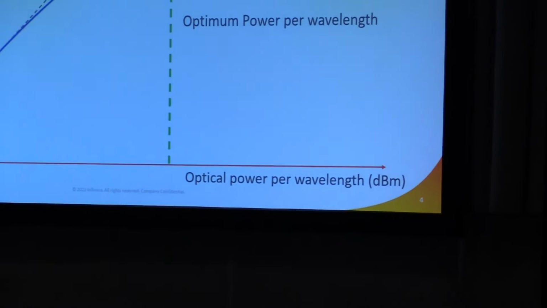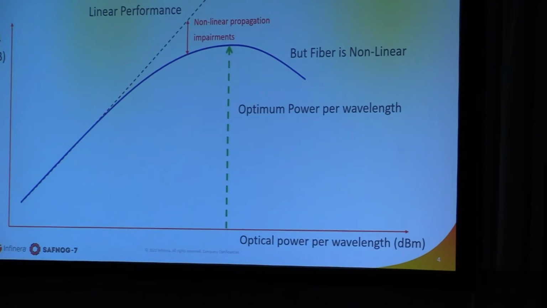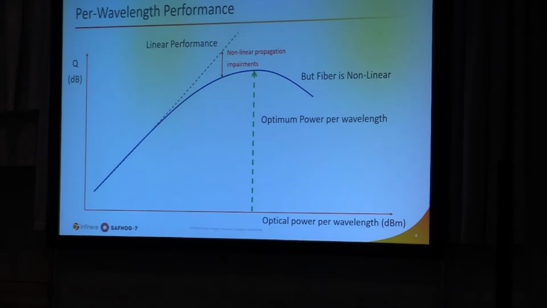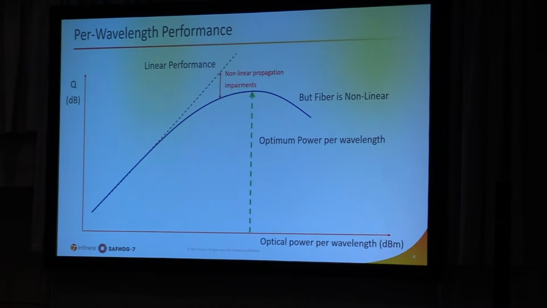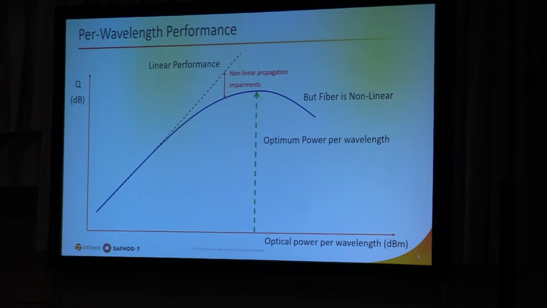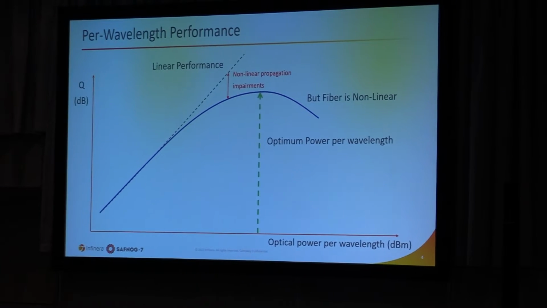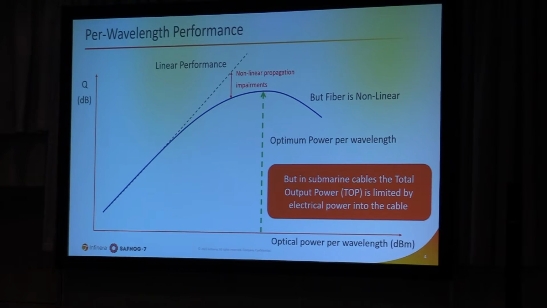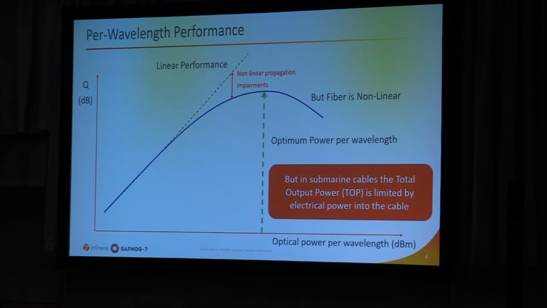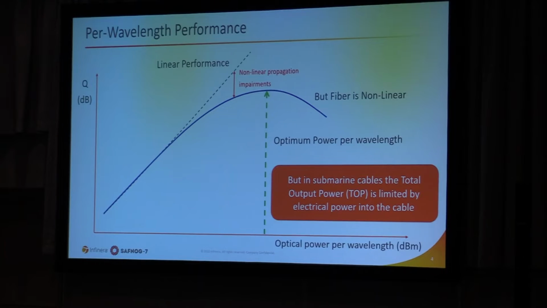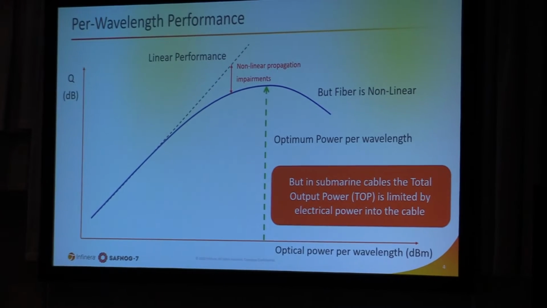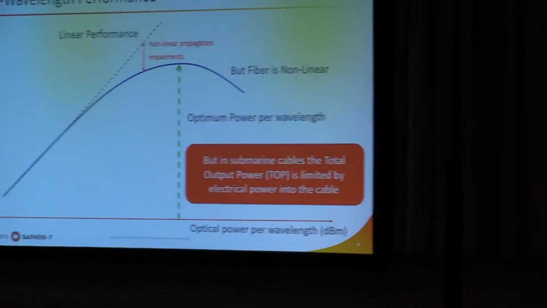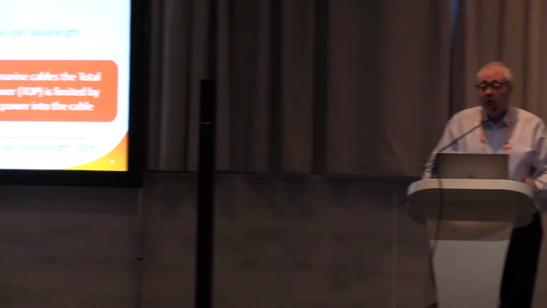So fiber is a nonlinear medium, and you get this effect, and there is an optimum power per wavelength, which gives you the best performance, and therefore the best capacity per wavelength, or best line rate. Can we achieve that optimum power per wavelength? We would like to, but unfortunately, if you want to achieve the optimum power for all the wavelengths in one fiber pair, for all the fiber pairs in one cable system, then you might not have sufficient electrical power to achieve that. So how is this being mitigated?